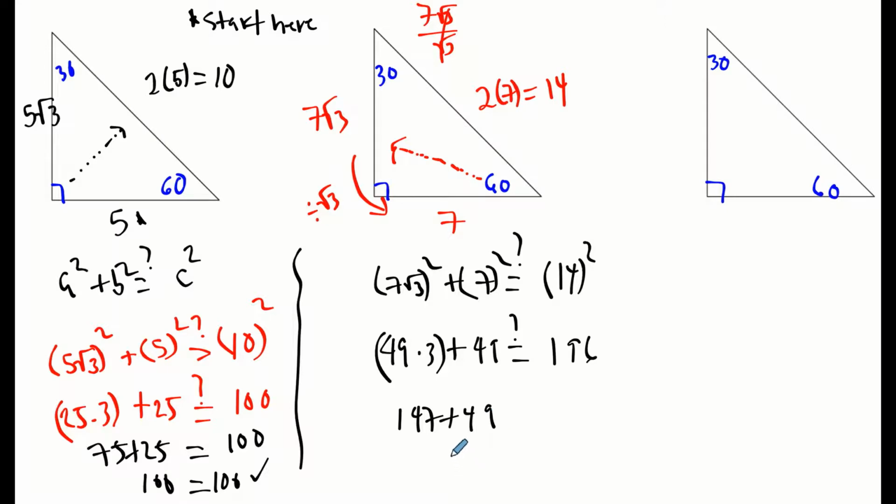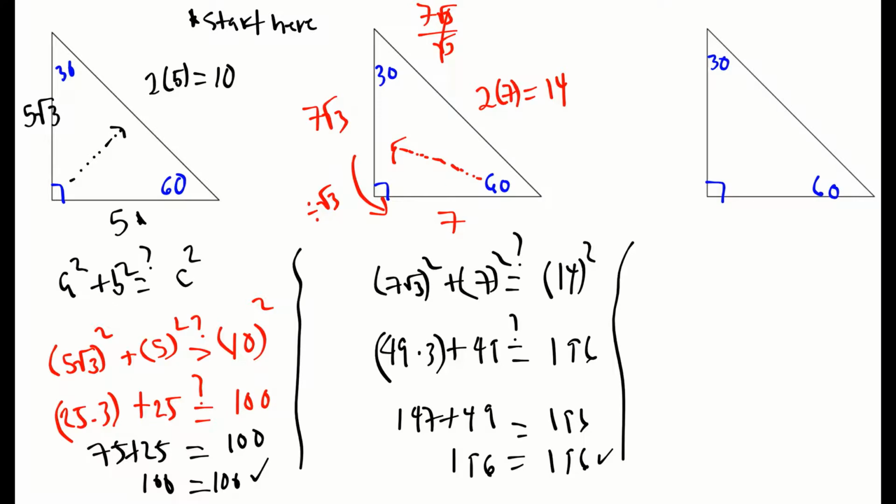Well, what does that equal? You guessed it, 196. It actually works. 196 equals 196. So there you go. That's what it equals. Okay? So using the Pythagorean theorem, it actually works. Now, not all the problems are going to be that easy, right?